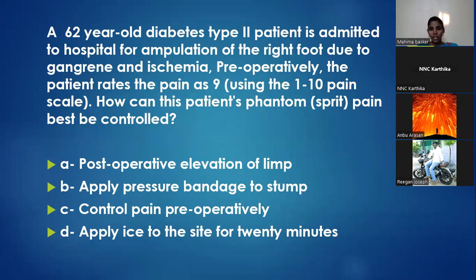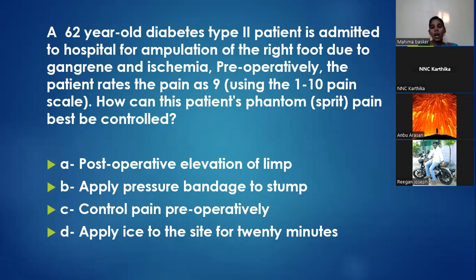A 62 year old type 2 diabetic patient is admitted to the hospital for amputation of the right foot toe. Okay, maybe it's gangrene. Okay, so the gangrene and ischemia. So preoperatively, the patient rates the pain as 9. Okay, how can this patient's phantom pain best be controlled? Phantom limb pain. Do you remember? We study this in the patient with the endocrine system, right? So phantom limb pain is after the removal, and preoperatively there is a 9 score. Okay. So how phantom limb pain can be controlled, they are asking.